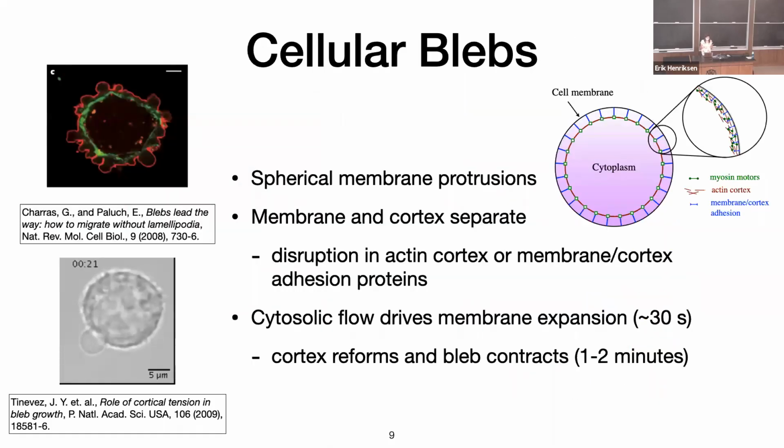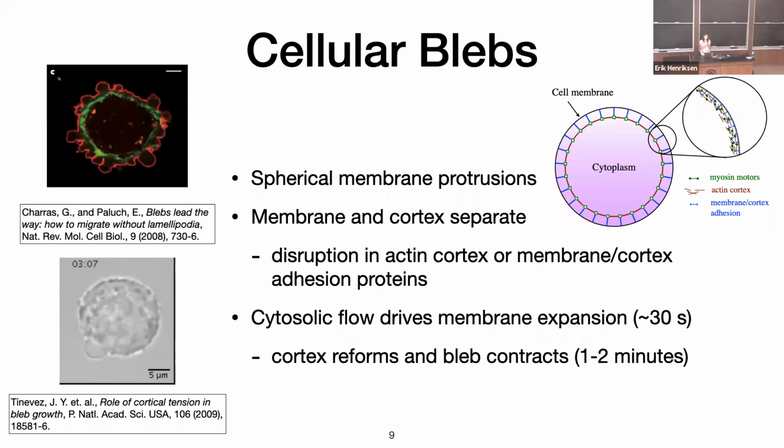Okay, so what are cellular blebs? I've sort of been using the term without defining it. Blebs are spherical membrane protrusions characterized by a separation of the membrane from the cortex. The membrane is in red here, and the cortex is in green.